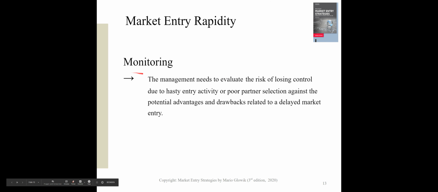Monitoring also matters in terms of market entry rapidity. The management needs to evaluate the risk of losing control due to a hasty entry activity or poor partner selection in case of a joint venture, against the potential advantages and drawbacks related to a delayed market entry. Therefore, monitoring environmental analysis always is very important and should not be ignored by the management.